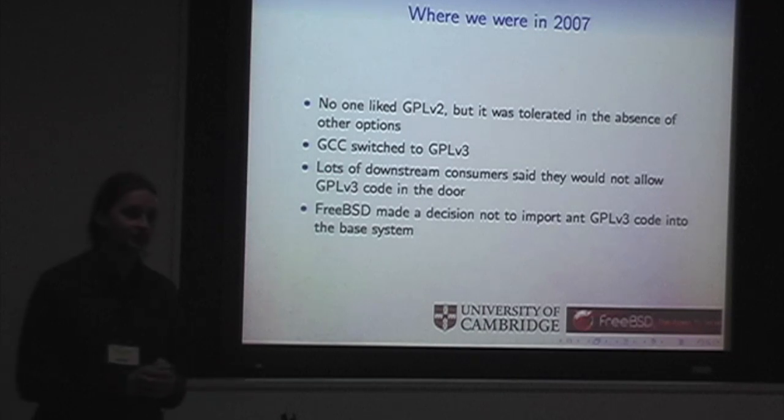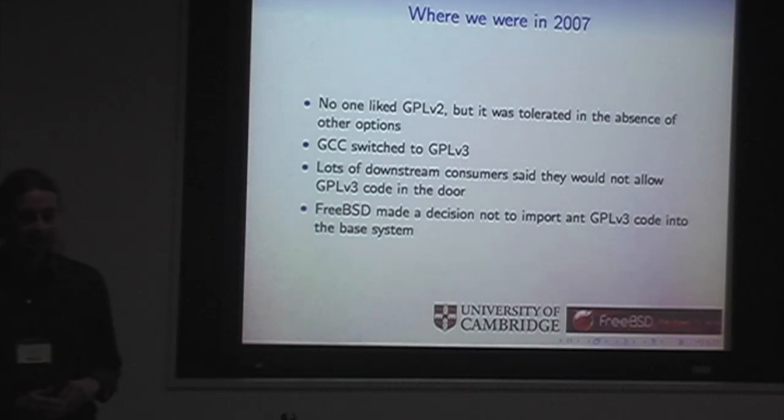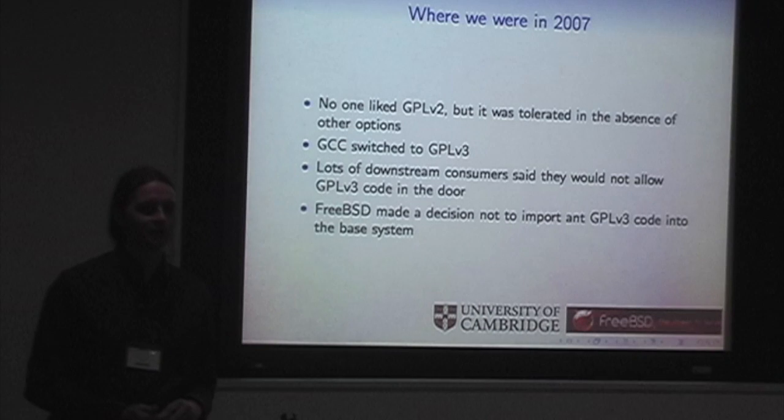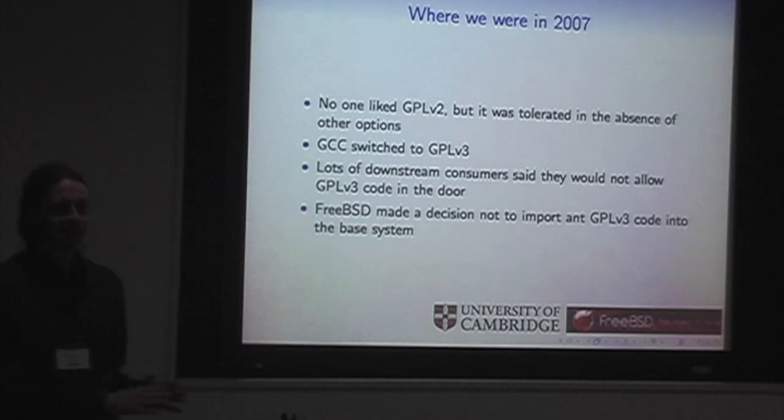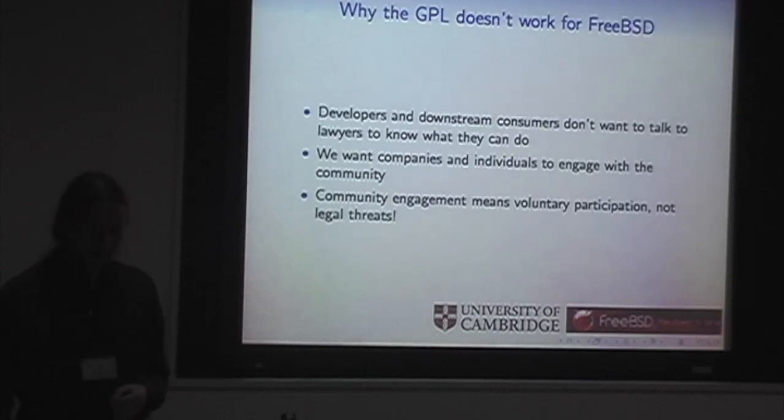So we had a lot of downstream consumers of FreeBSD saying, GPL v2 we'll kind of tolerate, GPL v3 not allowed in the building. And because of that pushback from our consumers, we said no GPL v3 code allowed in the base system. And then we were kind of stuck, because GCC and binutils all went GPL v3, and we were stuck with old versions of them, and that was kind of a problem.